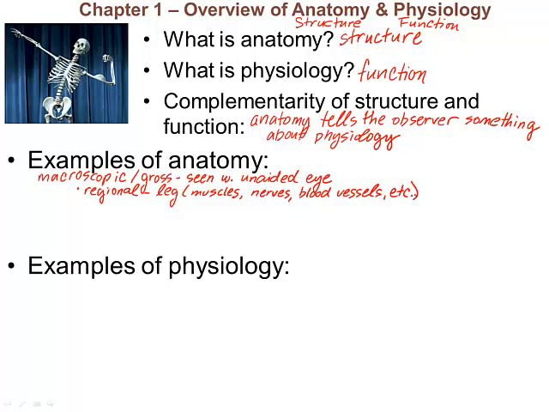The next example would be systemic anatomy. Systemic anatomy means that the scientist is looking at perhaps a certain organ system. So they might be focusing on the lymphatic system. And so they wouldn't just be looking at one region of the body, they would be looking at all the lymphatic vessels all throughout the body.